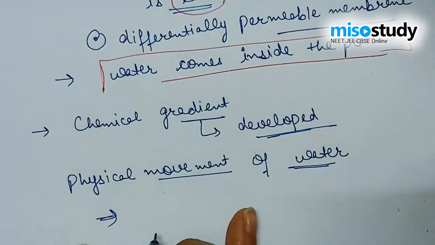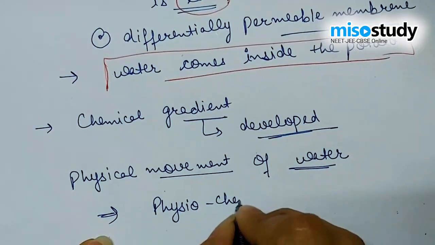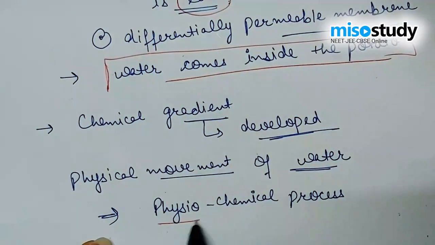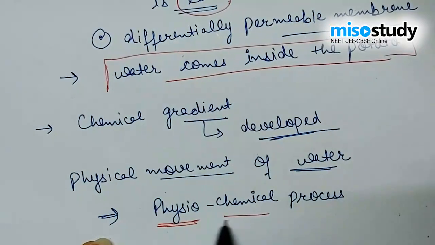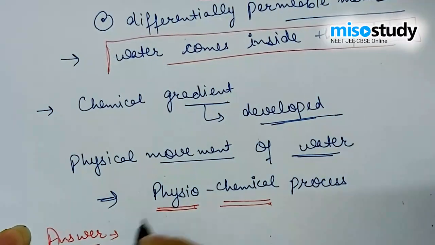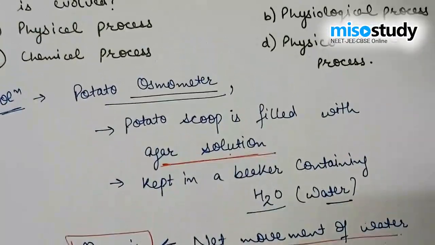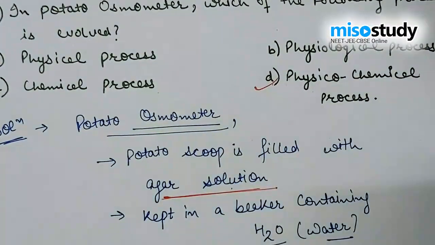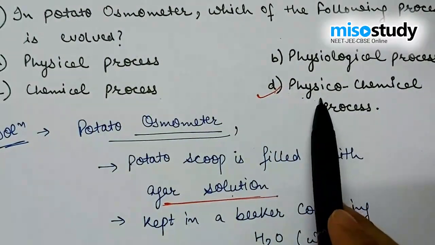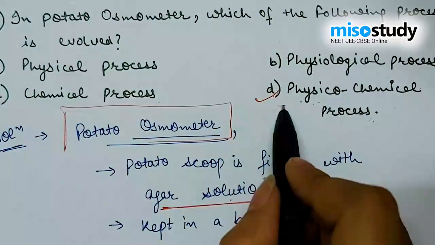So the movement of water is known as a physiochemical process. Why do we name it a physico-chemical process? Because it involves physical movement and also involves chemical changes in the process. So according to the discussion, the physiochemical process is the right one in this case. Let's mark the right one in the option, that is option D. In potato osmometer, the process involved is physiochemical, because it involves both physical changes and chemical changes. So the right answer is option D.